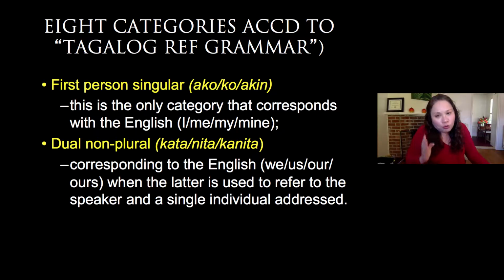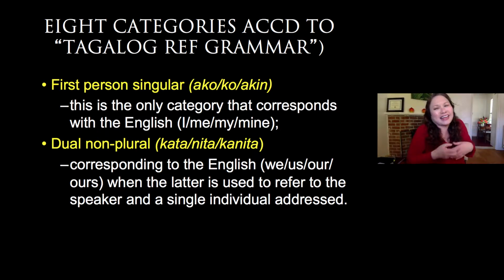So this is the only category that corresponds with the English I, me, my, and mine. So ako is I, ko is me, and akin is my or mine. I'm going to talk about this in a little bit and to explain the difference between my and use of akin. So we're moving now to the dual non-plural, kata, nita, kanita.